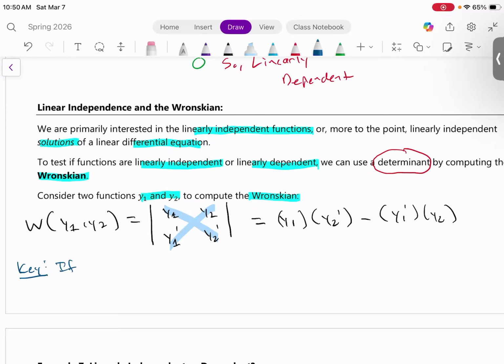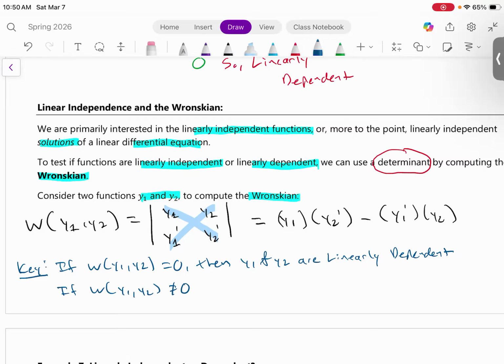If the Wronskian equals 0, then y1 and y2 are linearly dependent. Okay, so it's the same idea where if we have non-zero constants in the linear combination, we get 0, it's linearly dependent.